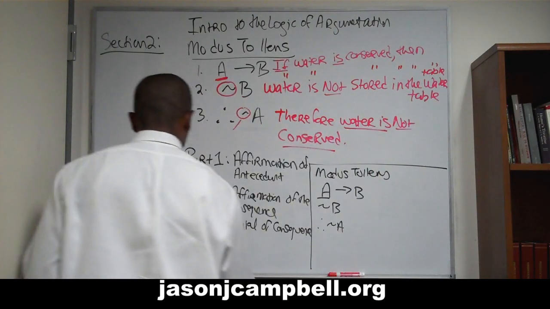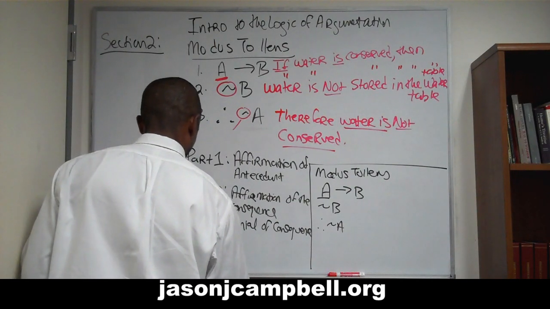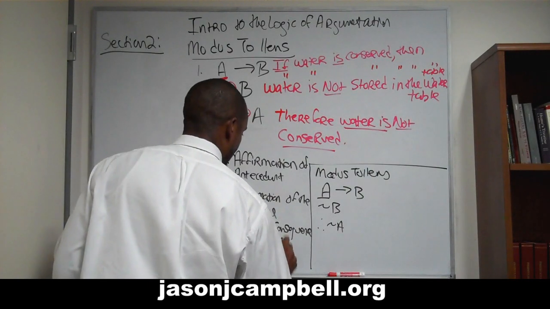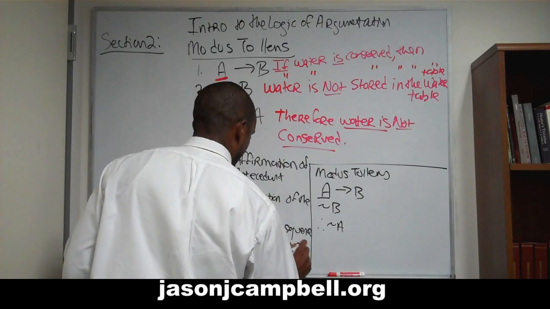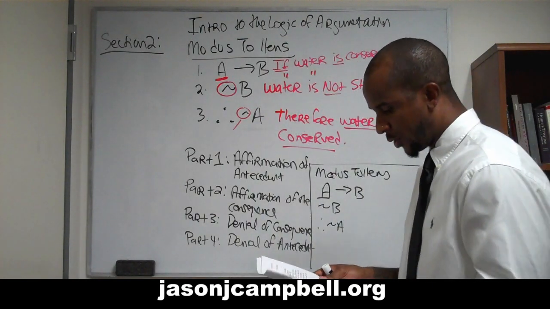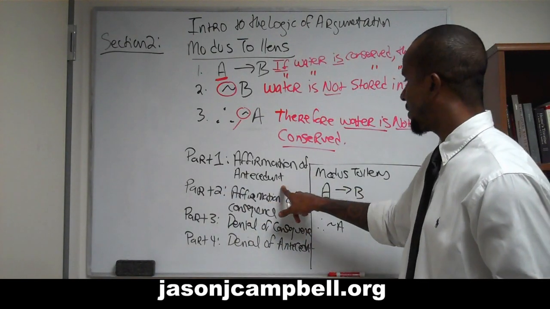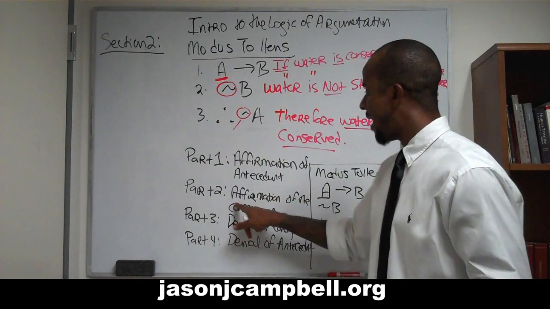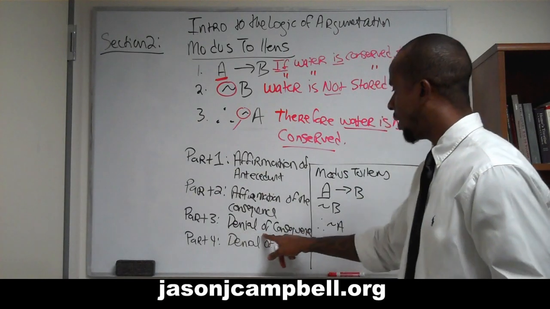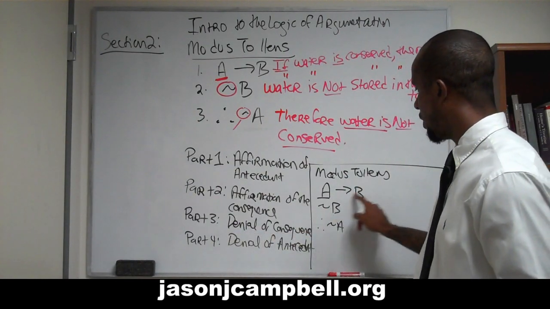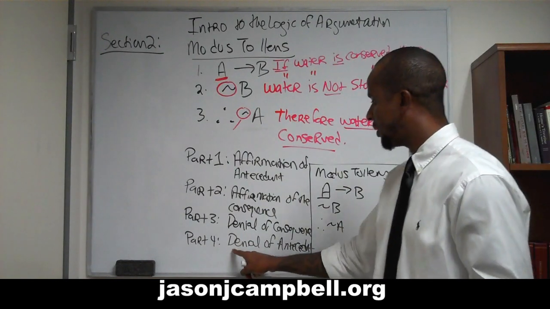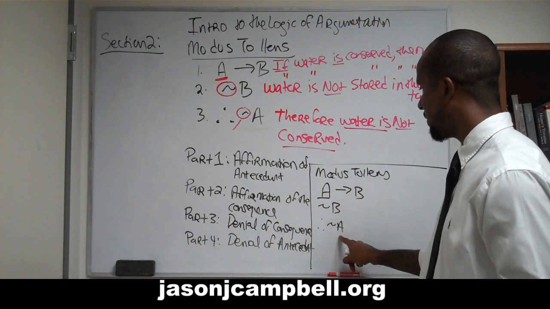And part 4 is going to be the denial of your antecedent. So, there's 4 parts to this, right? The affirmation of your antecedent, here. The affirmation of your consequence, here. The denial of your consequence, here. And then finally, the denial of the antecedent, here.